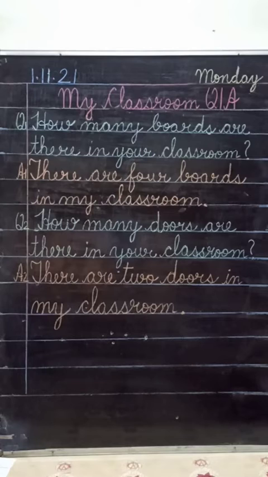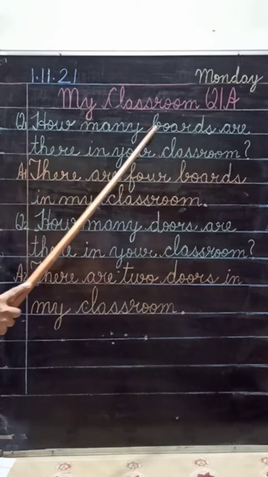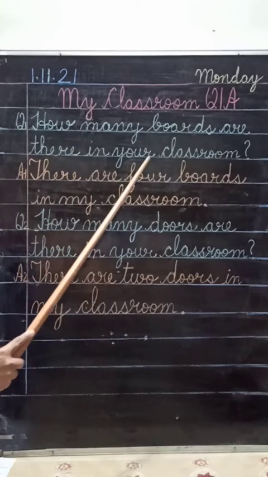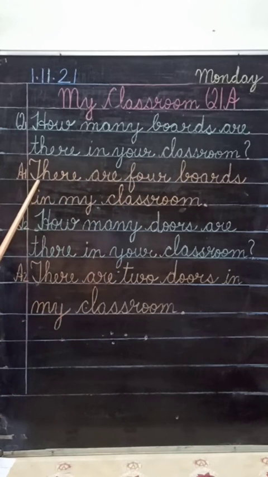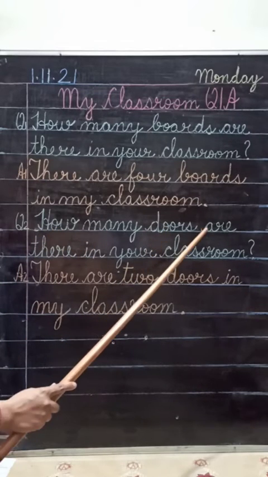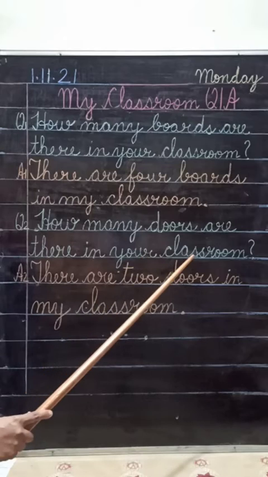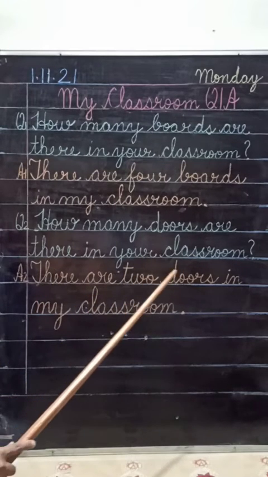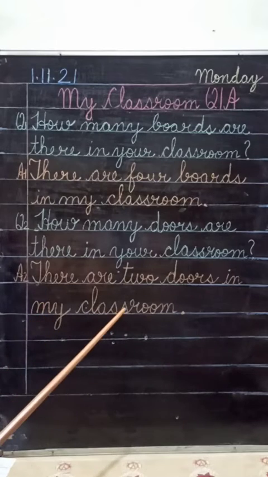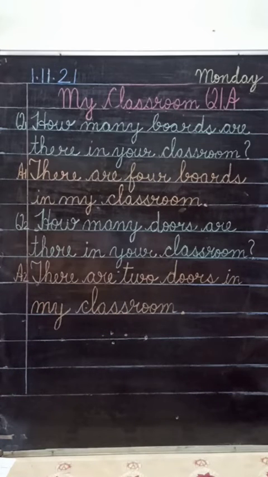Now children, let us revise these 2 questions. Then after that we will start with the third question. How many boards are there in your classroom? Speak after me. There are 4 boards in my classroom. Next, how many doors are there in your classroom? There are 2 doors in my classroom. Now beta, turn the page and let us start the next question.